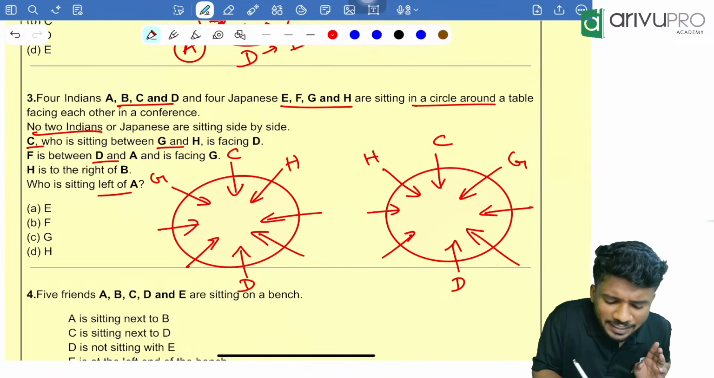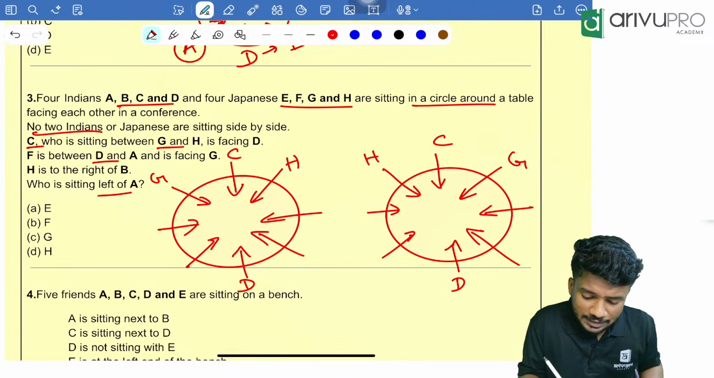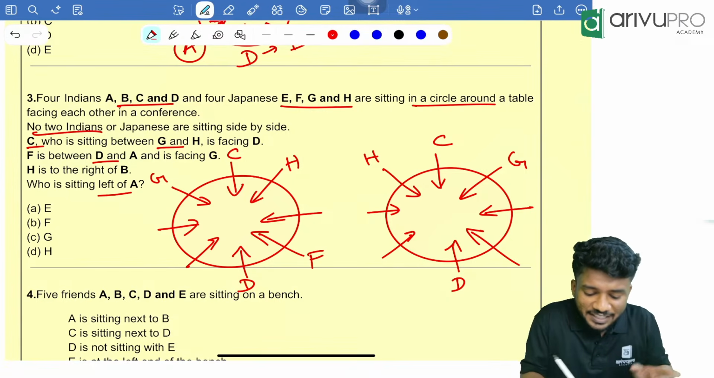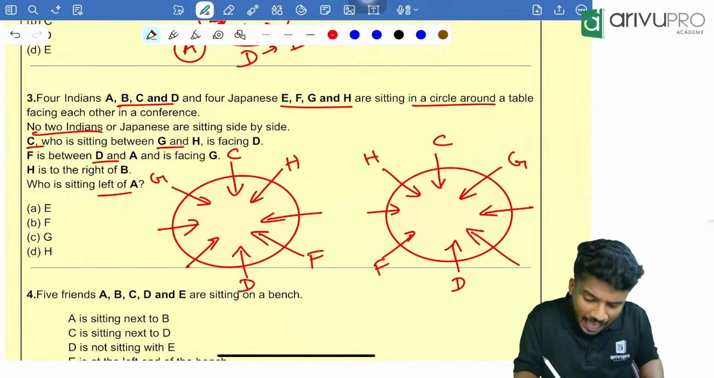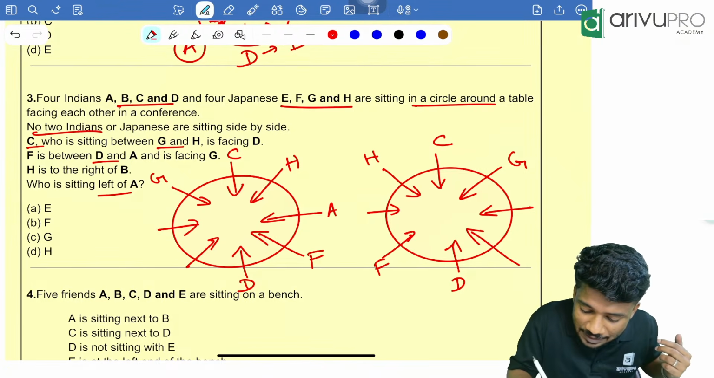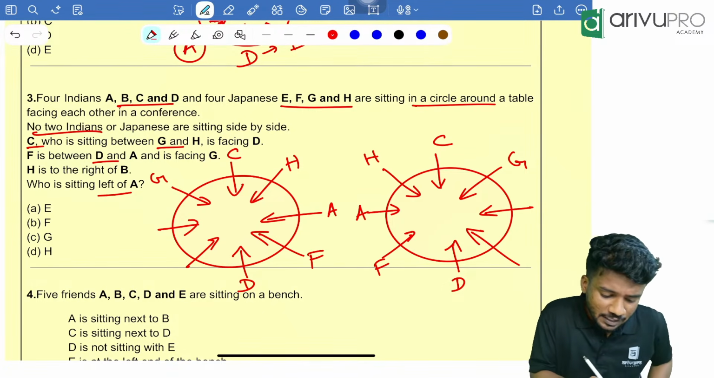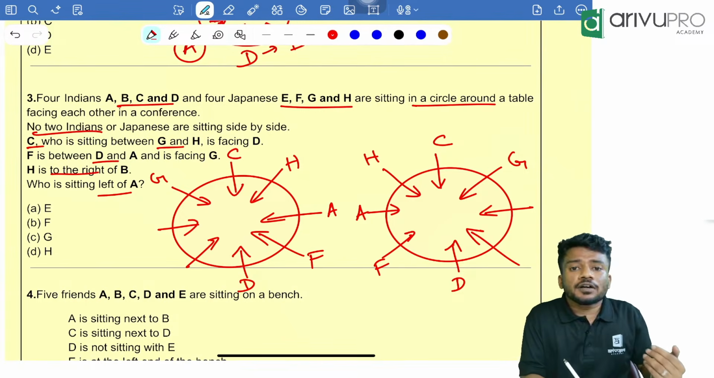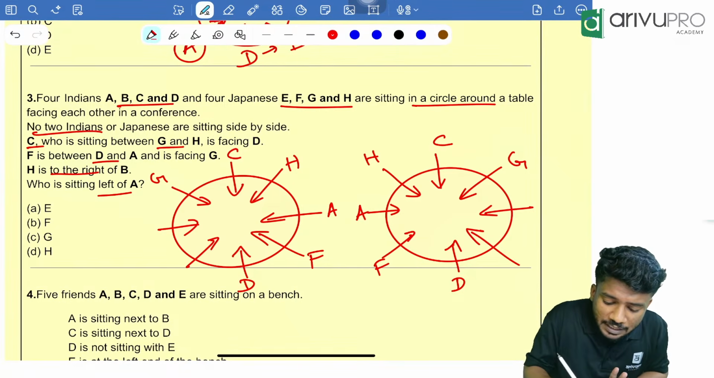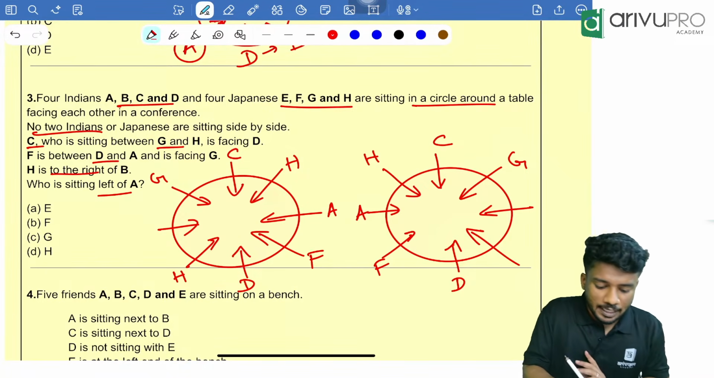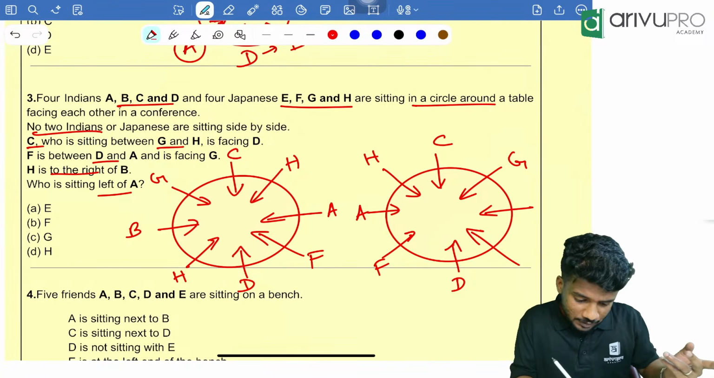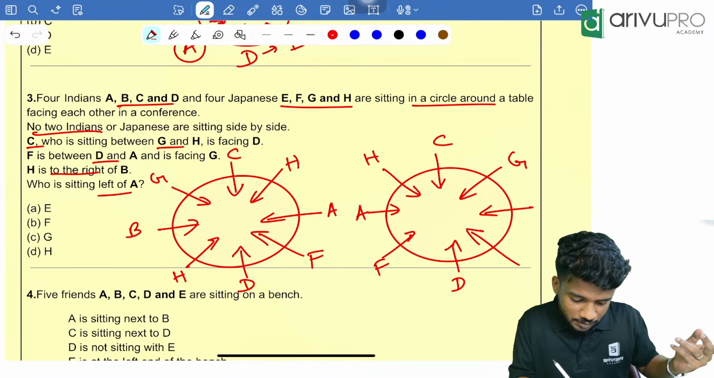Now F is between D and A and is facing G. So F is facing G, and F is between D and A. Now what else is given? H is to the right of B. So people, if I write H here, can I write B here? Yes, H is to the right of B. One second, something went wrong. Yes.